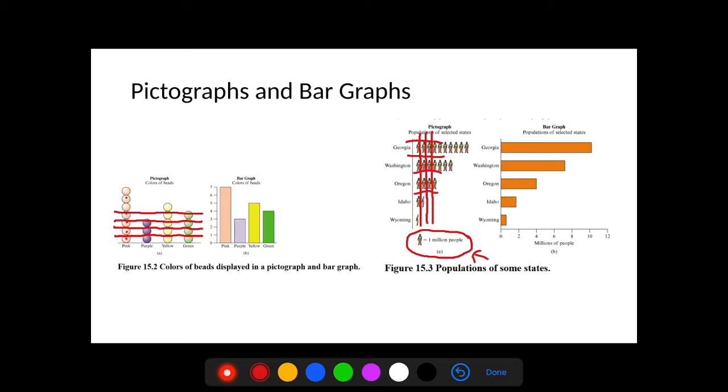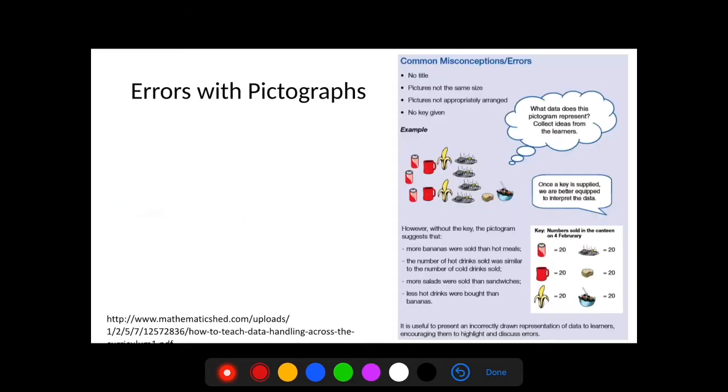On the bar graph, what I want to point out is that the scale should be consistent across the whole axis. So here one space represents 2, the second space represents 2, and so on. We don't want to have another space represent some value other than 2. So let's look at that in terms of mistakes.